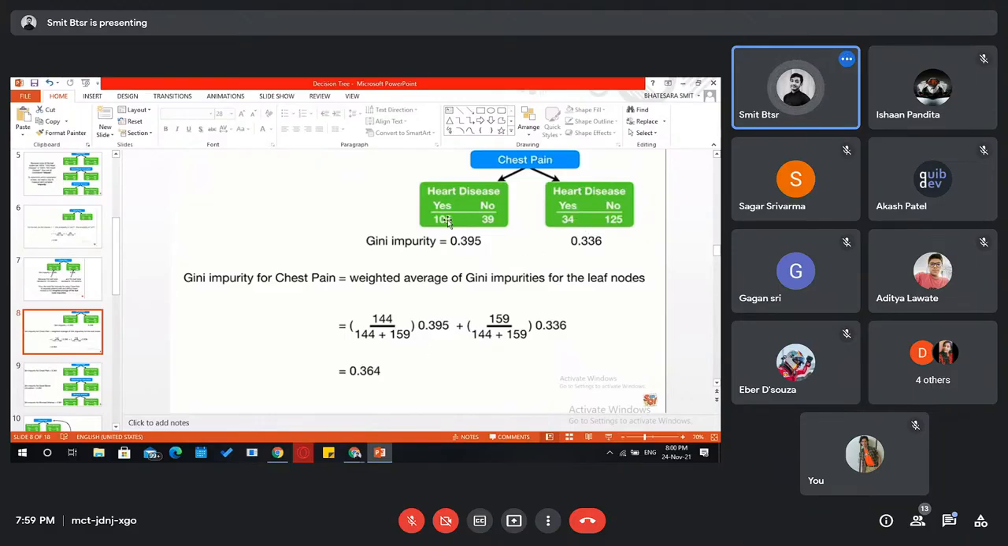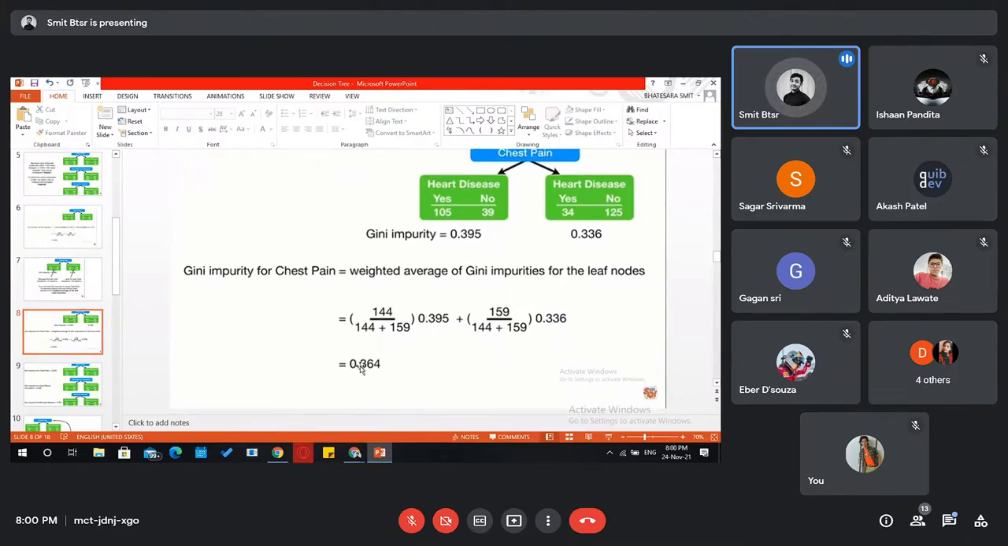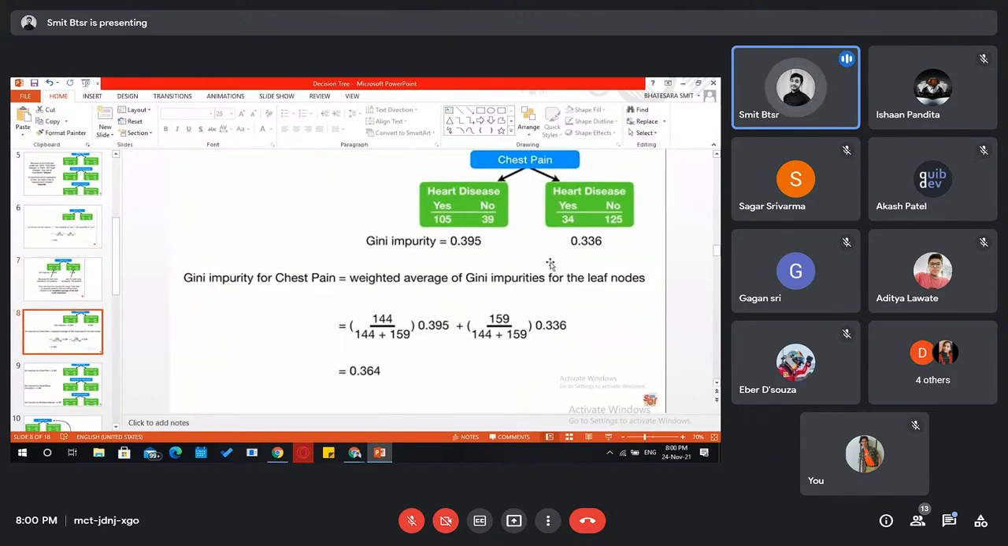This is 144, the sum of 105 and 34, and dividing by the total, 144 and 159. Both of these give us a weighted average. The weighted average is found to be 0.364. So it's something between these two numbers, 0.336 and 0.395. It is somewhere between.